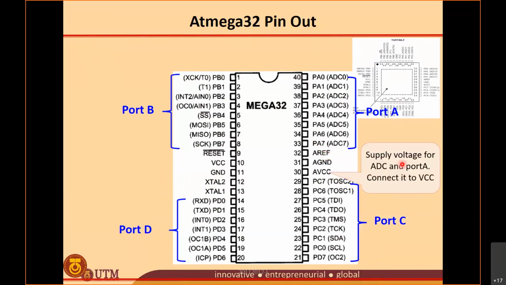And then AVCC is the supply voltage for the ADC and port A. You can see port A, instead of being used as an input-output port, can also be used as the analog to digital converter. Each of these ports, port B, port D, and port C, also has other features. Instead of using it as input-output, it can also be used for other features.